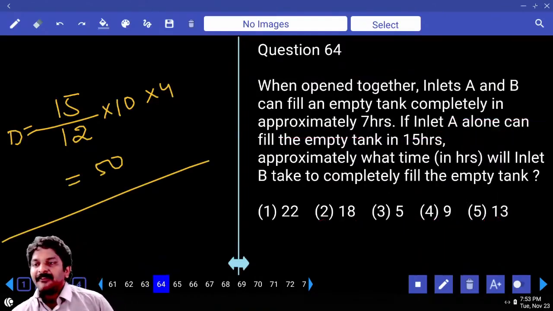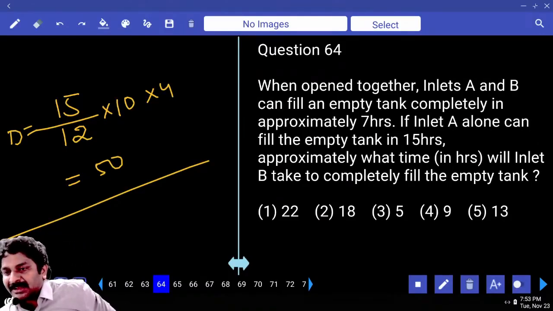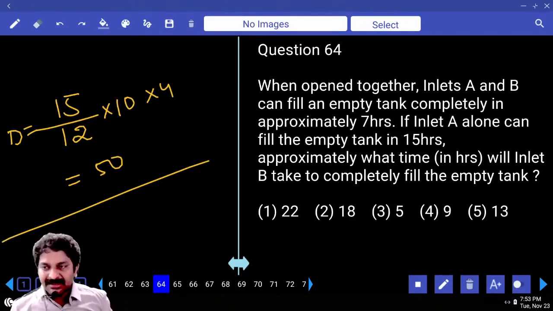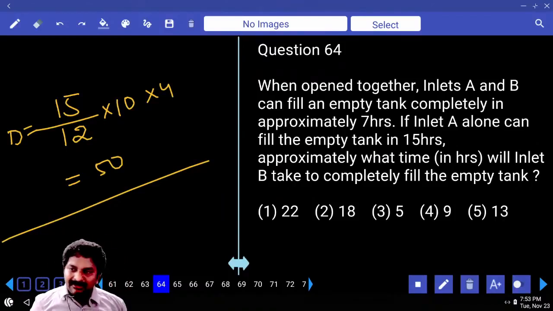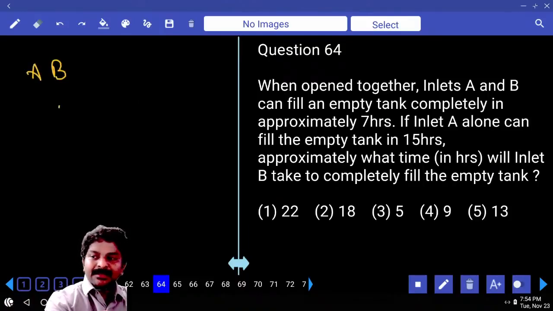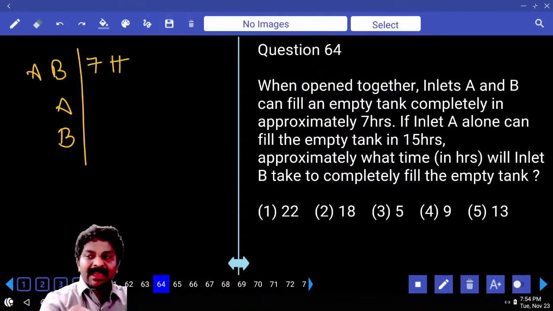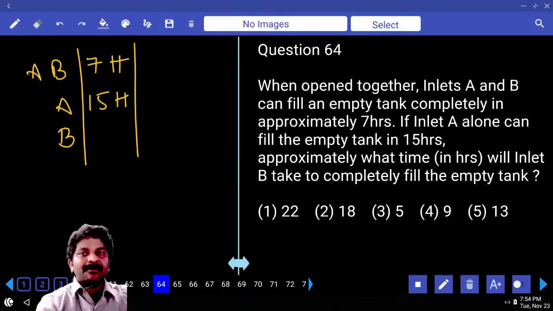Next. When opened together, inlets A and B can fill an empty tank completely in approximately 7 hours. If inlet A alone can fill that empty tank in 15 hours, approximately what time will inlet B take to completely fill the empty tank? Now we have AB, A, and your question is about B. AB together can fill the tank in 7 hours. A alone can fill in 15 hours. And our question is about B.